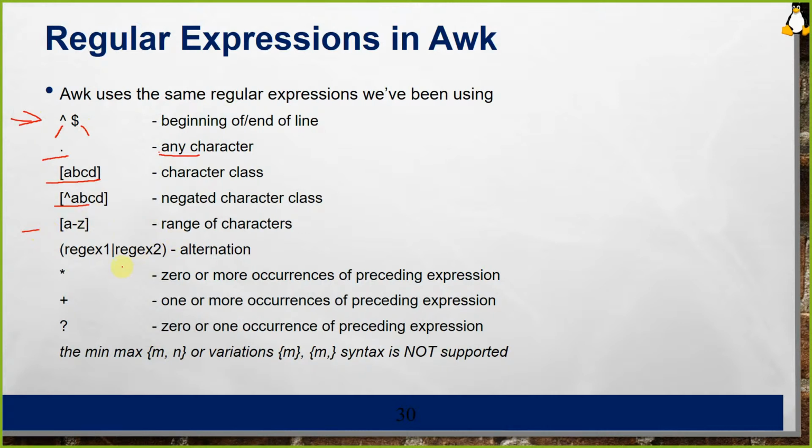Alternation, either this or this. Asterisk, 0 or more occurrences of the preceding character, plus, 1 or more occurrences of the preceding character. Question mark, 0 or 1 occurrence of the preceding character. The same set of regular expressions we discussed in SED are used here as well.